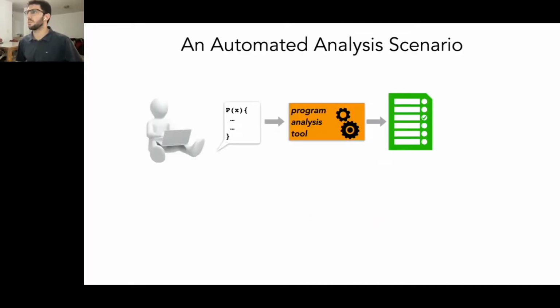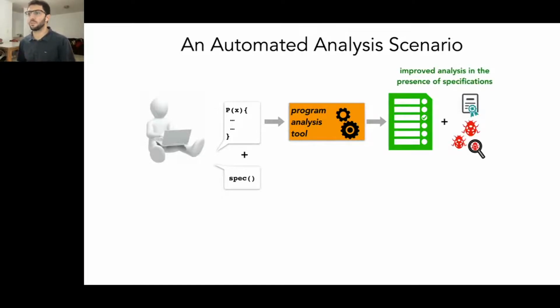So to start, let me describe a typical automated analysis scenario. Usually when we want to analyze our programs, we use a program analysis tool that provides us with some feedback on the behavior of our programs. And when we incorporate a specification of the expected behavior of our software, the analysis performed by these tools can be considerably improved, allowing us to catch more bugs or to have better guarantees on the behavior of our programs.